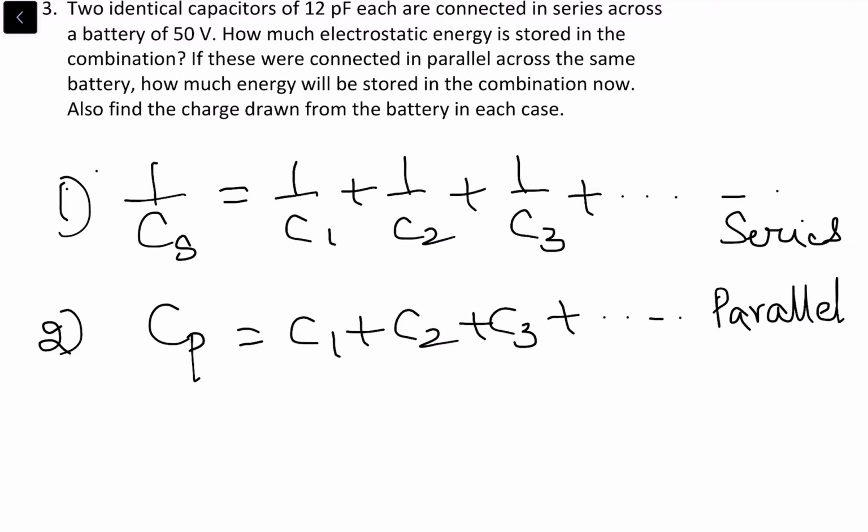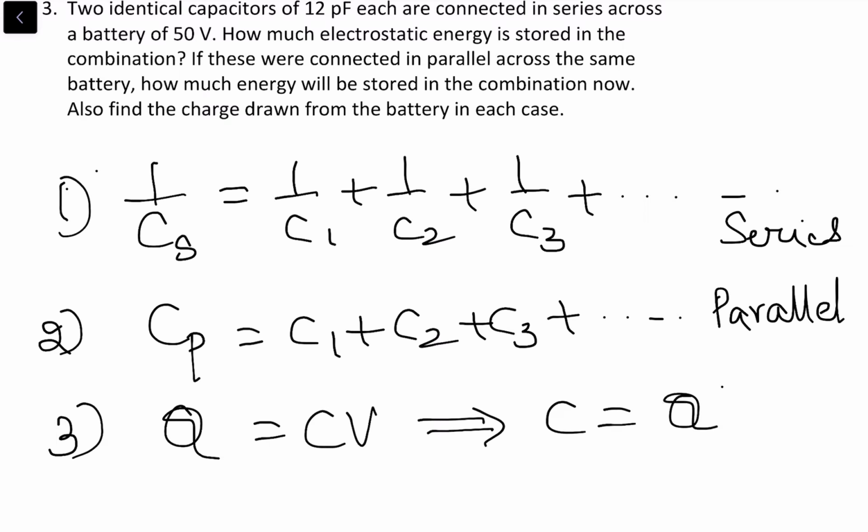After that we need some more formulas. That is the fundamental, very basic formula of the capacitor. You all know Q is equal to CV. So that gives C is equal to Q by V. This is another formula which you should know. This we already know from the beginning.